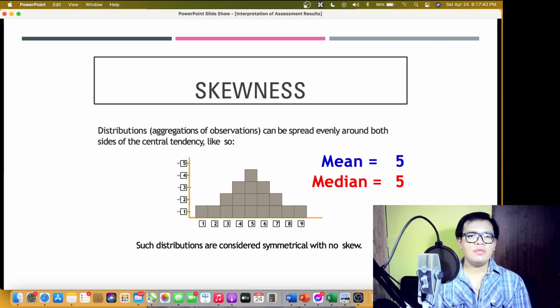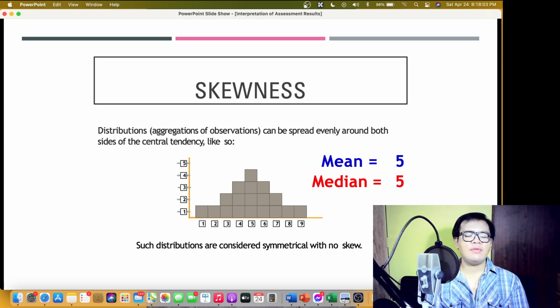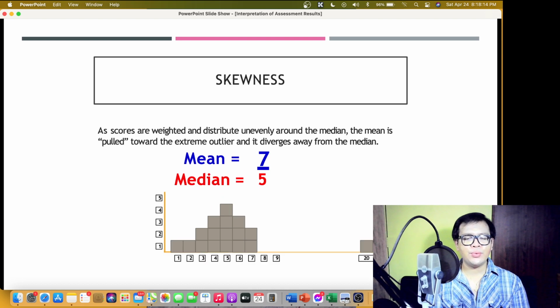So we also have the terms skewness and kurtosis. When you say skewness, it's a distribution of observations which could be spread evenly around both sides of the central tendencies, in which, as you can see in the illustration, the mean is equivalent to 5 and the median is equivalent to 5. It is noted which is the horizontal and vertical numerical system in which it is being represented. So such distributions are considered symmetrical with no skew.